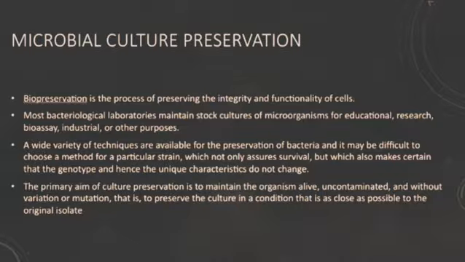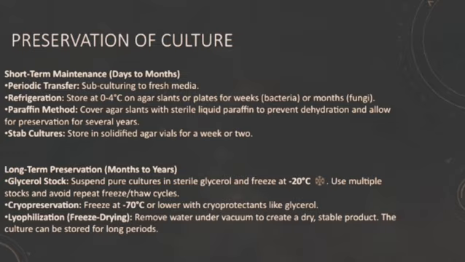The main goal is to keep the organism alive and uncontaminated while preventing any genetic changes or mutations. The methods for culture preservation include long-term and short-term. Short-term maintenance, which means days to months. These methods are used for keeping cultures viable for shorter periods. And periodic transfer, it's the first process. This involves regularly subculturing the microorganism onto fresh media.